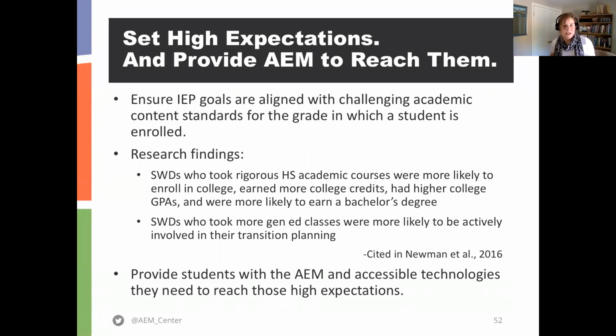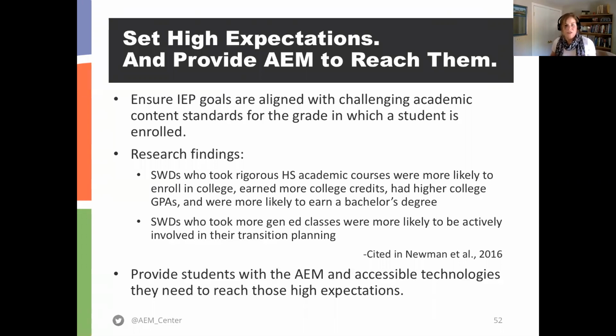Set high expectations and provide accessible materials to reach them. So in many cases, we do put high expectations on students, but then we don't give them the supports to succeed and they fail. So they need to have the supports to reach those high expectations. They need both. So ensure IEP goals are aligned with the challenging academic content standards, aligned to the grade that the student is in. And just a couple of research findings here.